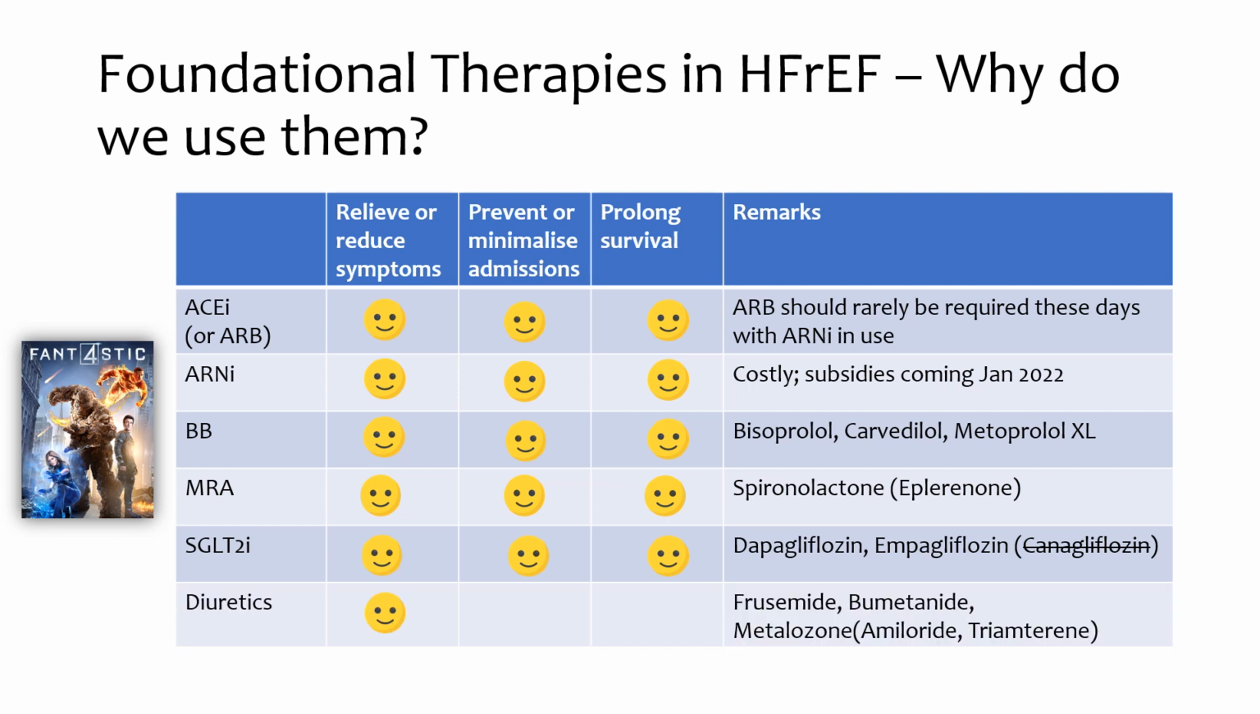For the diuretics, because they have not been associated with prolonged survival or reduced mortality in HFrEF populations, but certainly they're useful in reducing symptoms, right? Because clearly it clears congestion due to fluid overload. And the commonly used agents in Singapore are furosemide and bumetanide, and these are the loop diuretics.